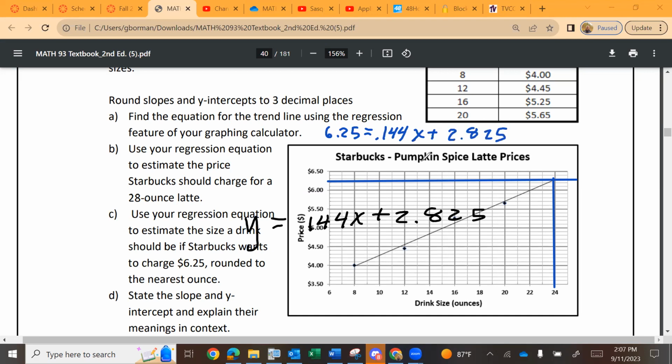All righty. So now we have this equation. We want to solve for X. Hallelujah. So I'm going to take away 2.825 from both sides.